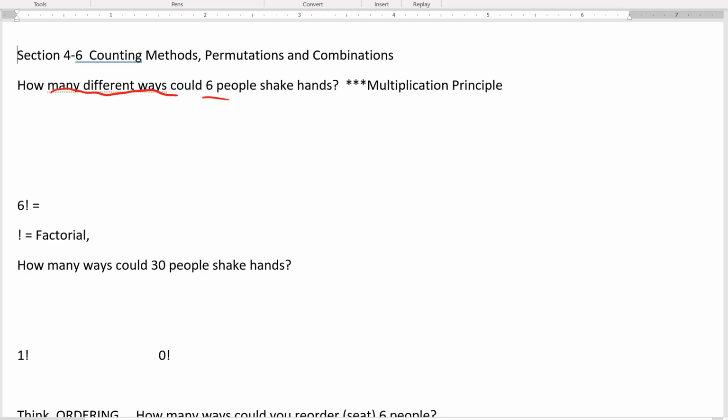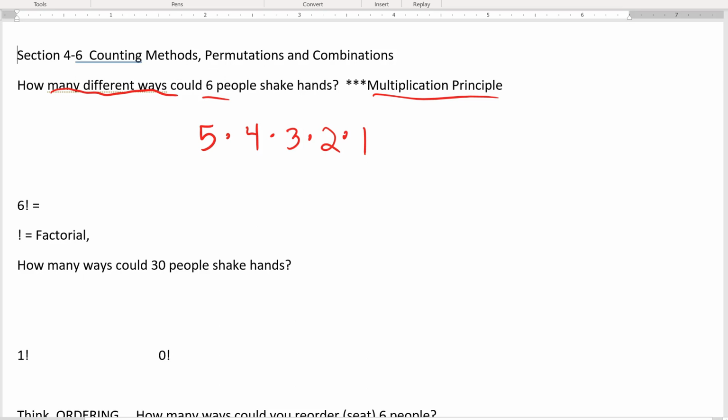Well, think about that. If there were 6 people, the first person could shake hands with 5 people. They're not going to shake hands with themselves. And the next person would not have 5 people because they already shook hands with the first one. So then there would be 4, then 3, then 2, then the last person would only have 1 person to shake hands with. So how many different ways could all 6 of them shake hands? It could be 5 for the first, then 4, 3, 2, 1. And using the multiplication principle from the previous section, we can multiply to get our number of ways.